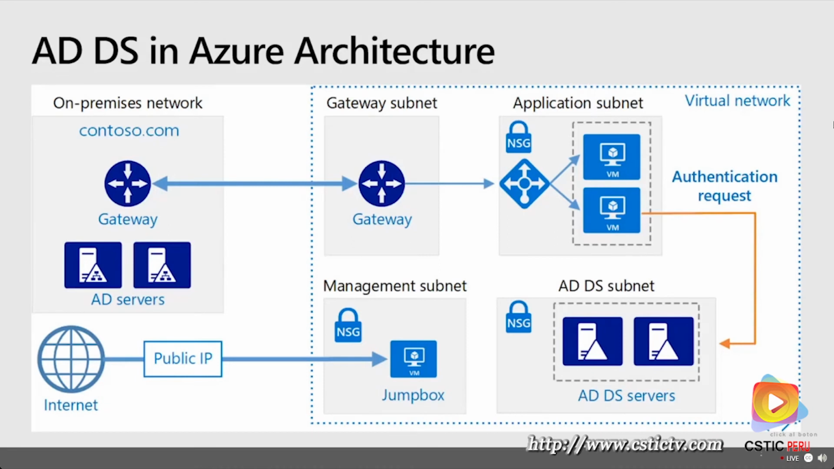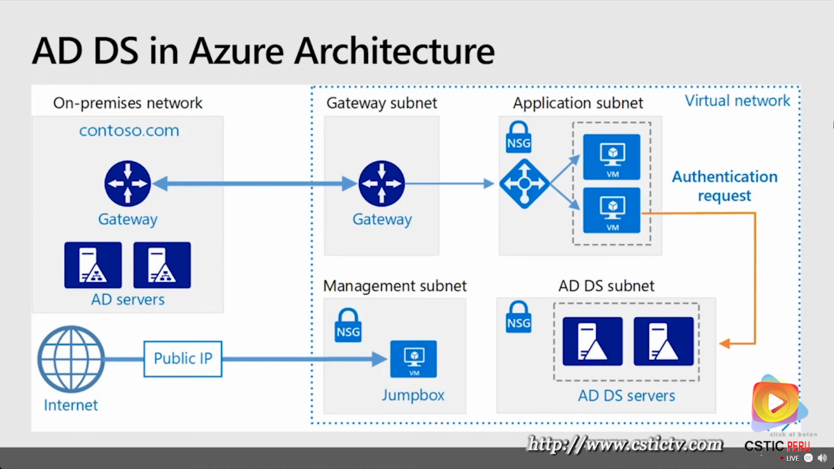When we're talking about Active Directory Domain Services inside our Azure architecture, this diagram shows Contoso.com having a physical branch with their VPN gateway and their standard Active Directory servers. They connect to Azure through their VPN gateway. And then inside the virtual network in Azure, we have these ADDS servers. We're putting them in a separate subnet and we're protecting them with a network security group to provide a firewall to protect against unexpected traffic sources.